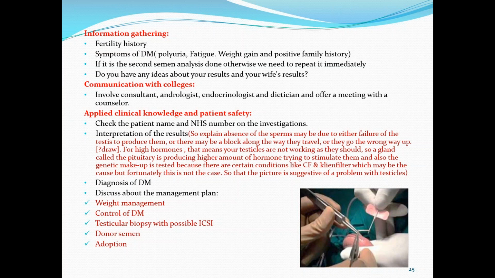Okay. So coming to how to interpret the results. The role player already knows that there is no sperm in the semen, but how can I explain the high level of hormone? So I will say, as you know, Mr. John, there is an absence of sperm in your semen analysis. In this condition, we call it azoospermia, and it could be due to either failure of the testes to produce them, or they may be blocked along the way they travel, or they may go the wrong way.